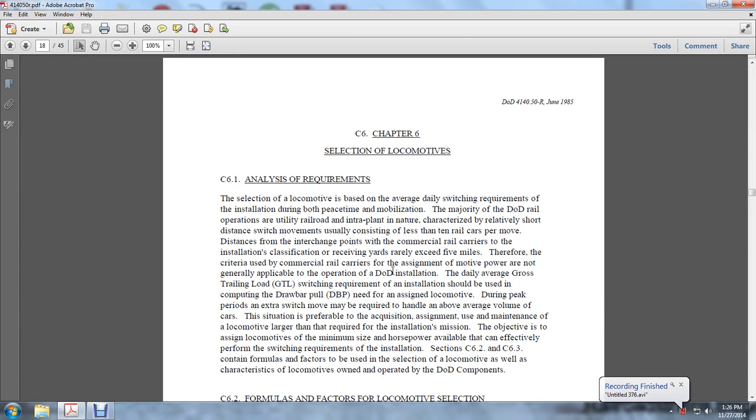C. Selection of locomotives. The selection of locomotives is based on the average car spaces and the daily switching requirements of the installation during both base times and mobilization. The majority of DoD rail operations are utility railroad and intraplant in nature, characterized by relatively short distances and switch movements, usually consisting of less than 10 railway cars per move.